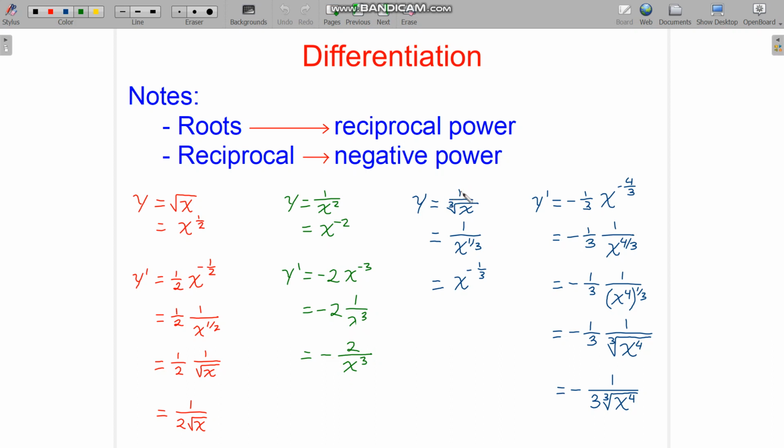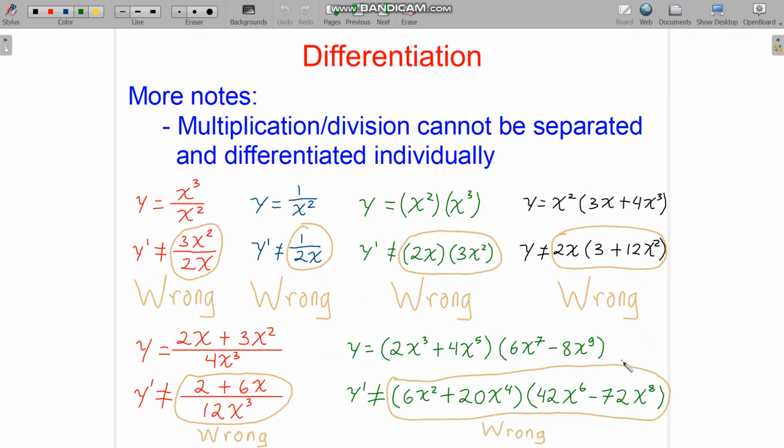So if we have reciprocal and root together, 1 over cube root, so 1 over x to the power of 1/3 for the cube root. For the 1 over something, we use negative power. The derivative is, we bring the power down, minus 1/3, the new power is minus 4/3, so it's 1 over x to the power of 4/3, so it's 1 over x to the power of 4 times 1/3, which is the cube root of x to the 4th, which is 1 over 3 times the cube root of x to the power of 4. So remember the laws of indices.